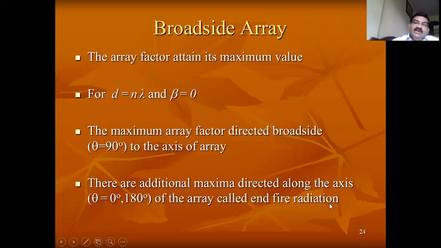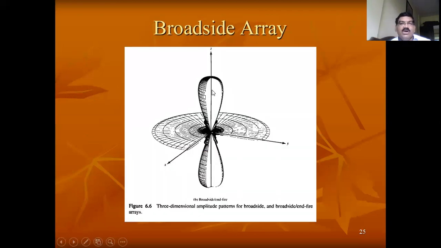The array is then called an end fire array. If the radiation pattern is along the z-axis, either the positive z-axis or the negative z-axis, where theta equals 0 means the positive z-axis and theta equals 180 means the negative z-axis, then it is called the end fire array. So this is the end fire as well as broadside array. If the separation d is a multiple of lambda, then you will have both broadside and end fire radiation.